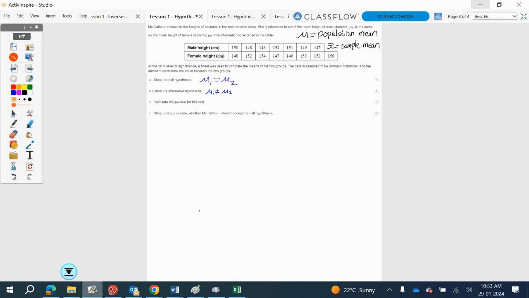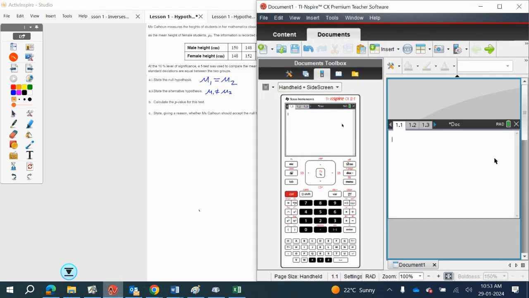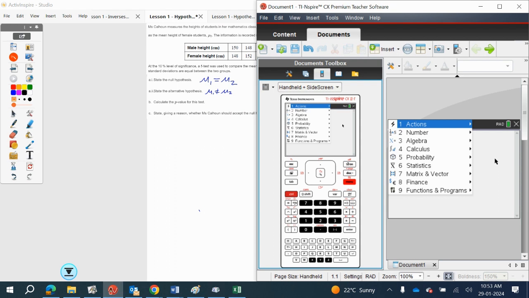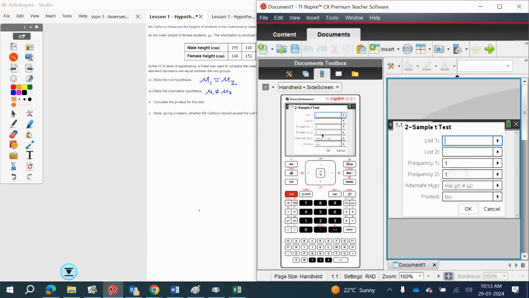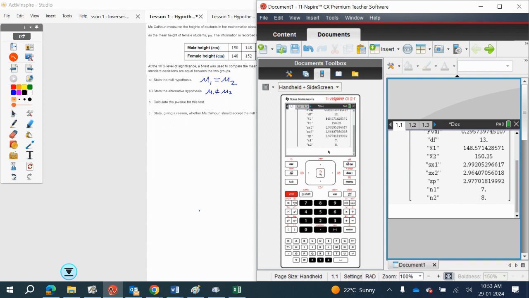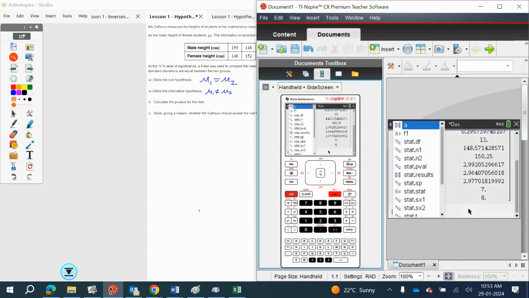Okay, after some debate, we have agreed on it being pooled yes. So let's do the test. Menu, statistics, stat tests, 2-sample t-test. We need X and Y. We need mu1 not equal to mu2, and we need pooled yes. We get the p-value.